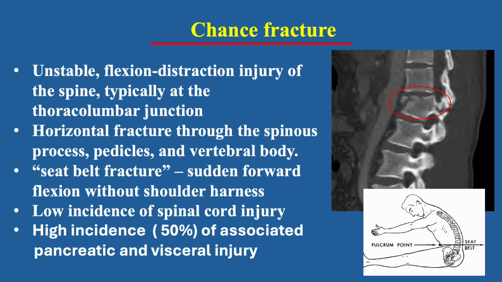Chance fracture. A chance fracture is an unstable spine fracture resulting from a flexion distraction injury of the spine that typically occurs at the thoracolumbar junction. It's a horizontal fracture, extending from the posterior to the anterior through the spinous process, pedicles, and vertebral body. It's also called a seatbelt fracture, where there's sudden forward flexion and no shoulder harness. Patients rarely present with neurological deficit. However, the incidence of concurrent intra-abdominal injuries can be as high as 50%.